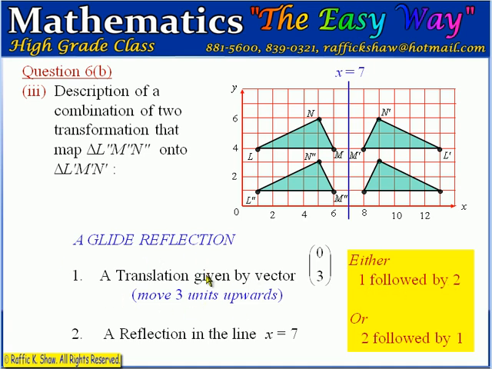And note, we could do 1 followed by 2: the translation first and then the reflection, as I've shown in the animation here. Or we could do 2 followed by 1: the reflection first and then the translation. The result is the same. And remember that this is a glide reflection simply because the translation is parallel to the mirror line, and then there's a reflection in the mirror line. And that's the answer for part 3 of question 6b.